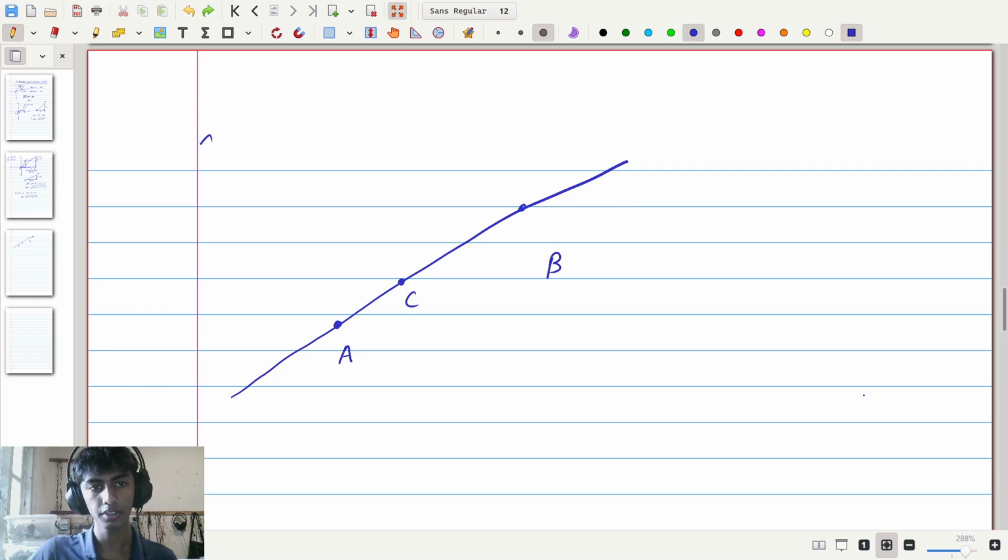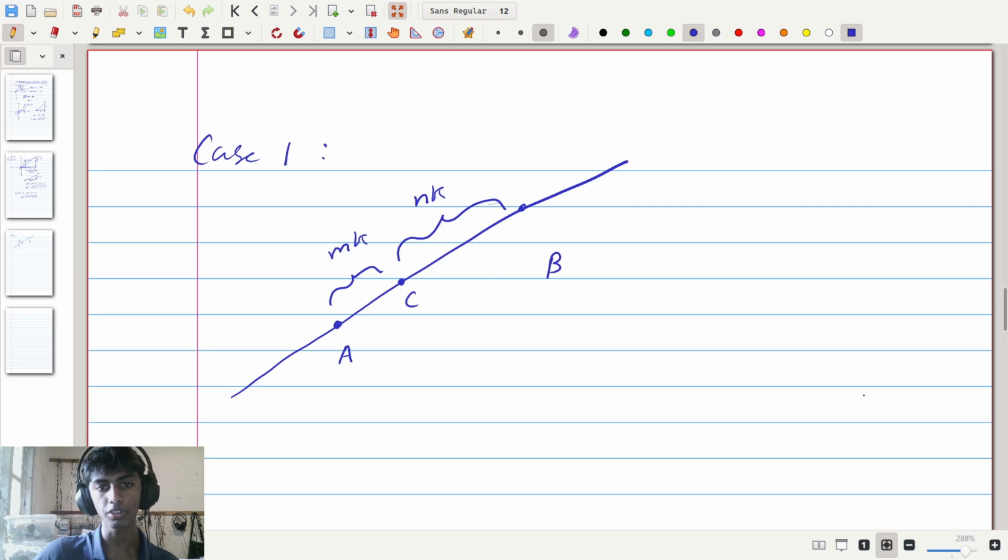For case 1, we are expected to find a point C such that the distance from A to C, this distance, is m times some constant, and the other distance B to C is n times some constant, such that the ratio of AC to BC is some m to n ratio, where m and n are elements of the real numbers. So let's now see how we can figure this out and find the coordinates of the point C given the points A and B.